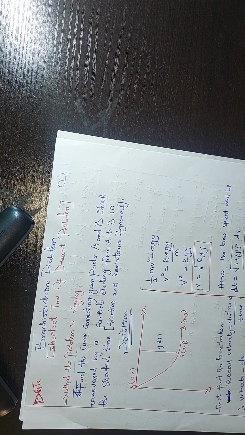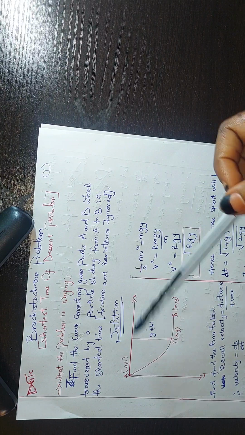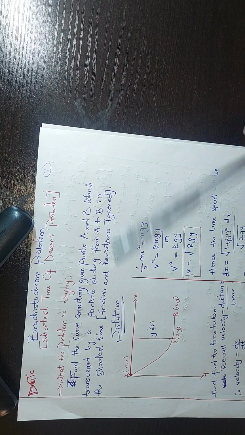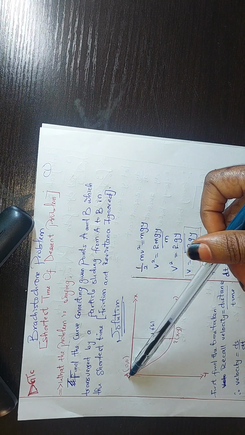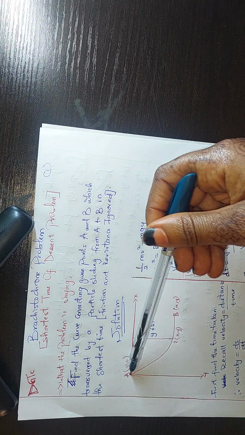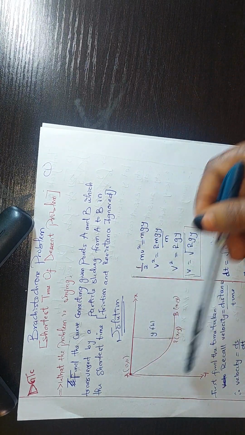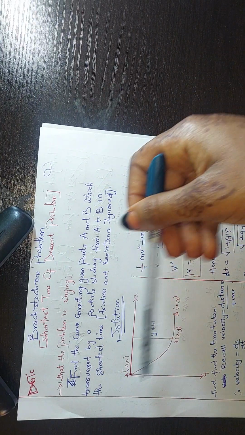So let's say we have point A and B, and then we're looking for the shortest route to reach B. So from A to B, I'm looking for the shortest route so that I'll connect A and B.